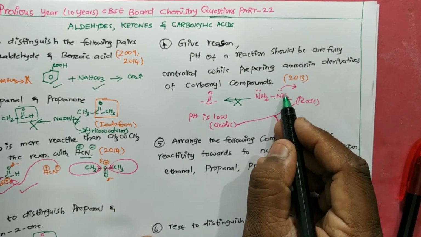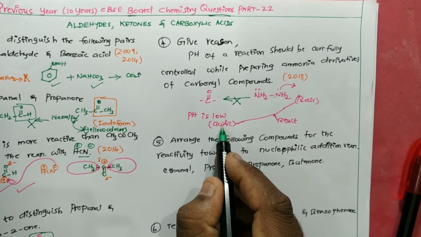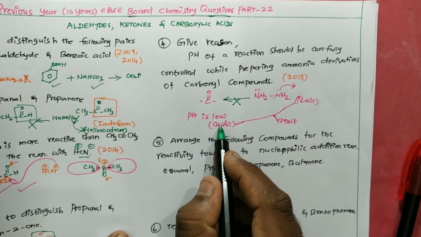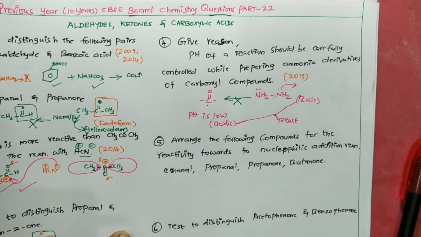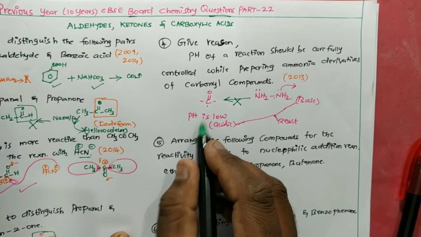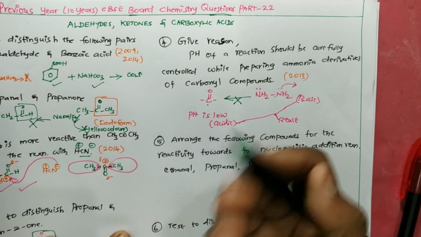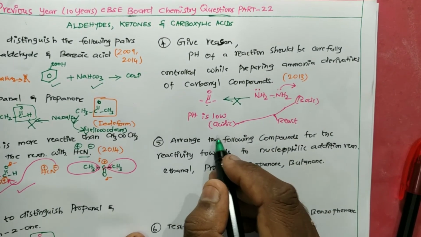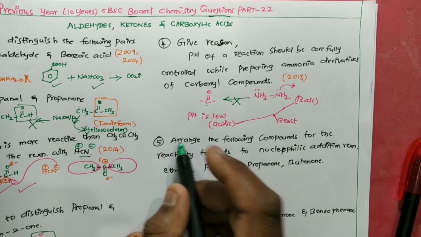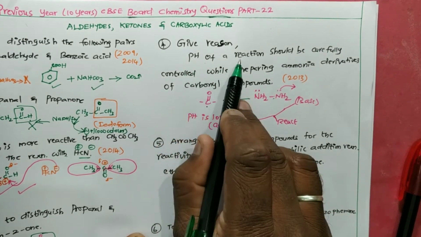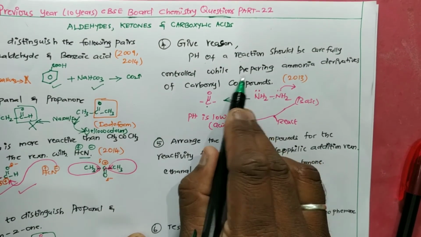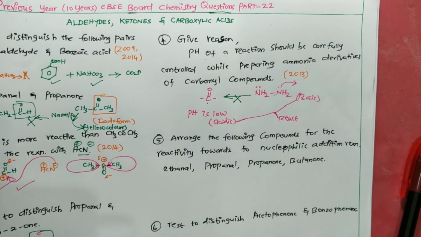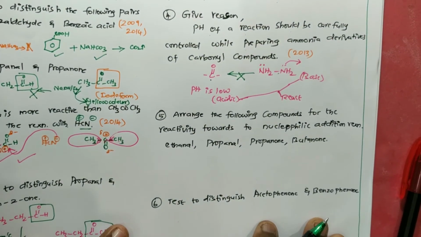The ammonia derivative will be able to react in an acidic environment, but it will not be able to react with these carbonyl compounds. So if it is not forming carbonyl derivatives, there is no use of producing ammonia derivative compounds with aldehydes, ketones, and carboxylic acids. That is why we have to maintain the pH of the reaction carefully controlled while preparing ammonia derivatives of carbonyl compounds. Are you able to understand, students?